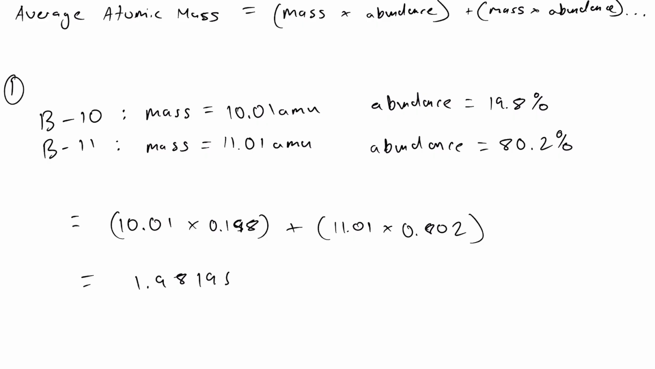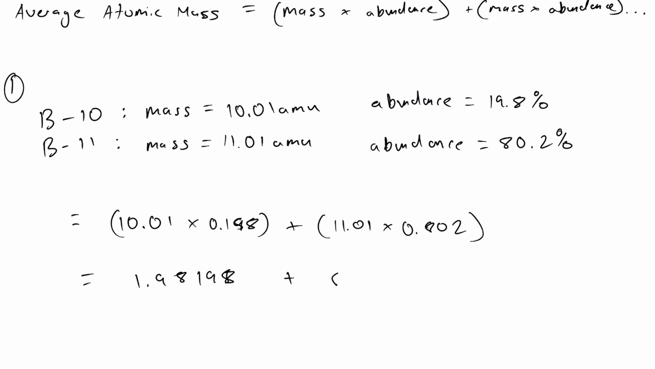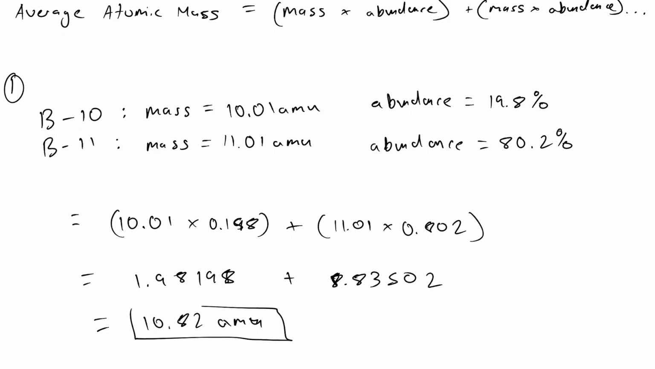1.98198 plus 8.83502. And then when we add those two together, we're going to get 10.82 atomic mass units. So that's the average, 10.82.